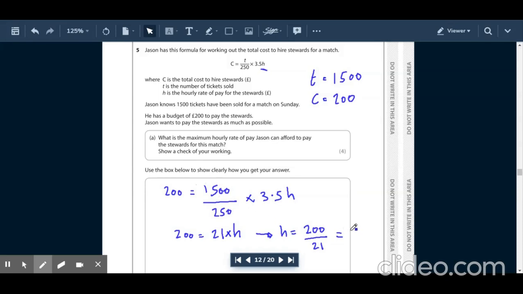If I work that out, it gives me 9.5238. But I want it as money because it's an hourly rate, so I need to round it to 2 decimal places. So it's just going to be £9.52.